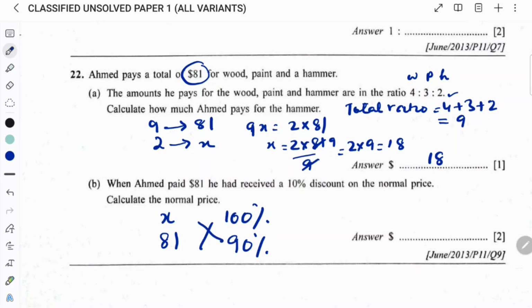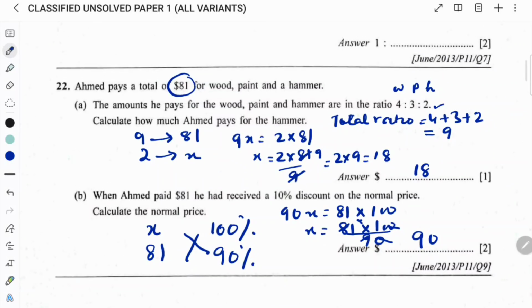So cross multiply: 90x is equal to 81 times 100. x is equal to 81 times 100 divided by 90, and 9 times 9 is 81. So $90 is the amount for the normal price. So it means that the normal price was $90, and it was $81 when Ahmed got the 10% discount.